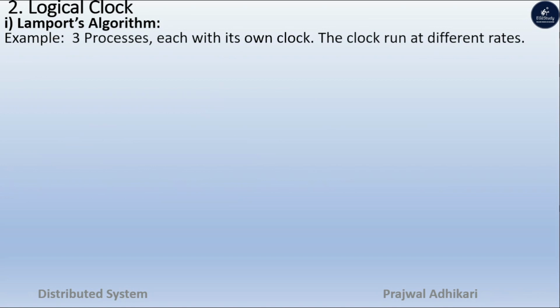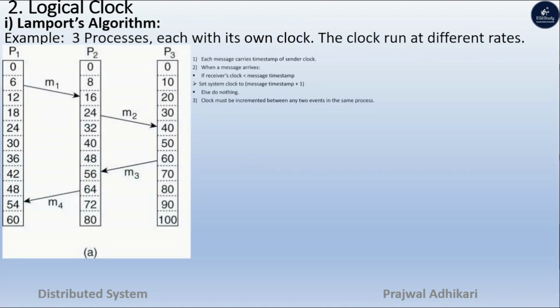Here is the example of Lamport's algorithm where three processes are used, each with its own clock. Here P1, P2, P3 are using their own clocks at different rates. Here P1 sends the message M1 when it was 6 and P2 receives when it was 16. Similarly, P2 sends the message M2 when it was 24 and P3 receives it when it was 40. Similarly, P3 sends the message when it was 60 and P2 receives when it was 56.